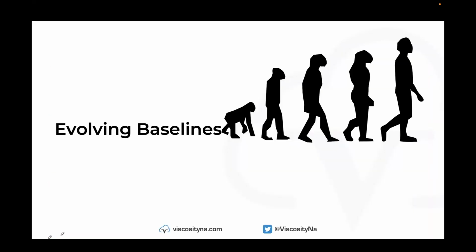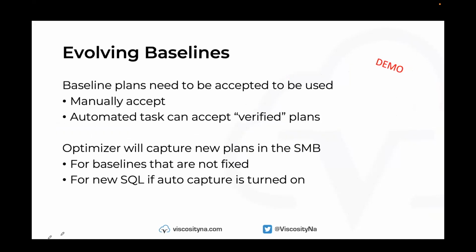Okay, so this is where our next demo is going to show up. We're going to evolve a baseline, and hopefully I'll be pulling into the station here right on time. Evolving a baseline is basically the process of asking, is there a better way to run this? Maybe I had an execution plan and maybe there's another execution plan that could be better. I can manually or automatically accept these also.